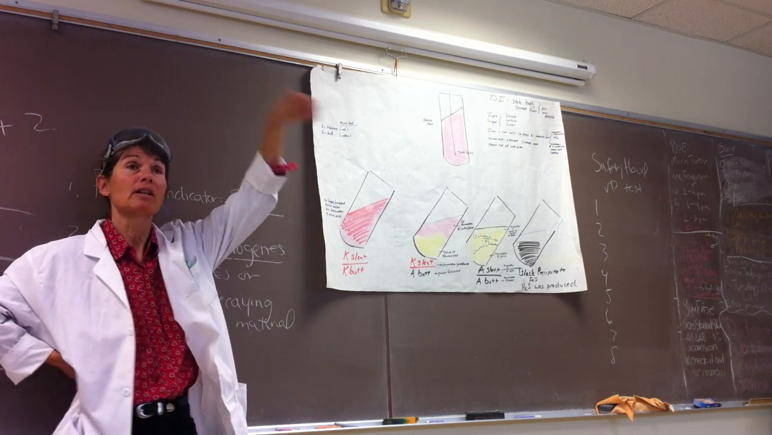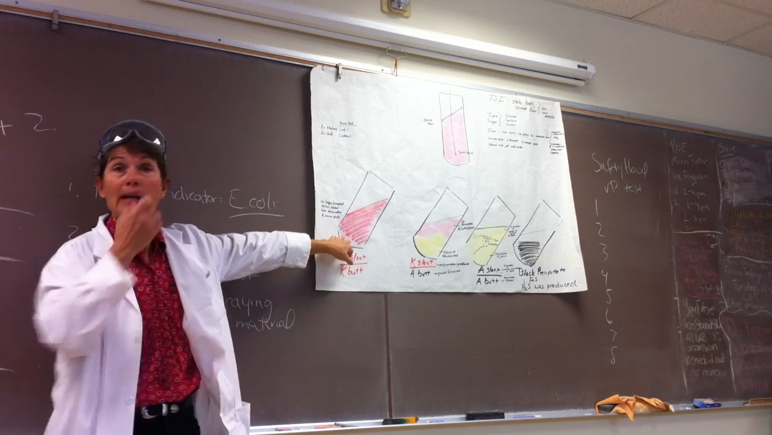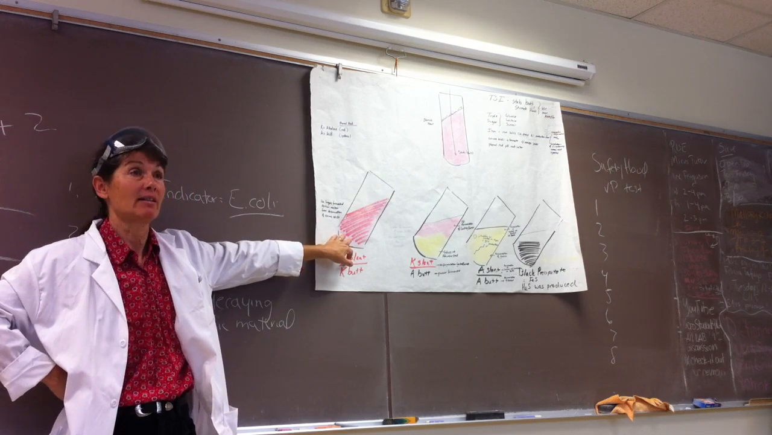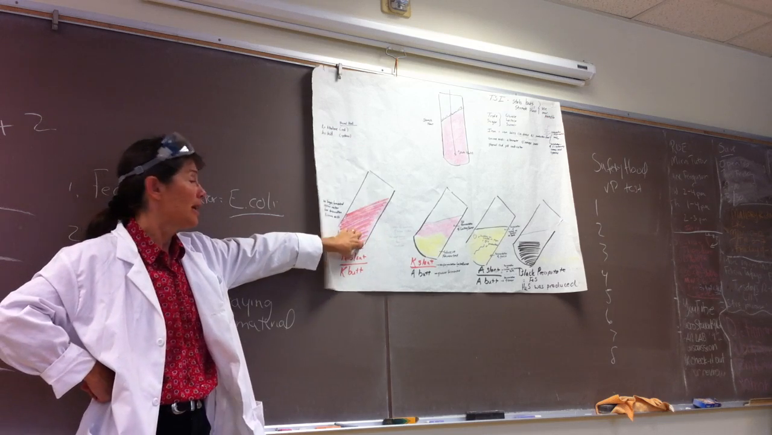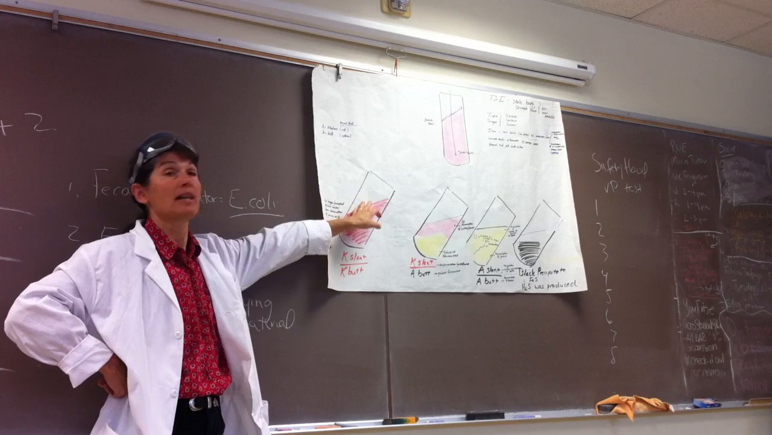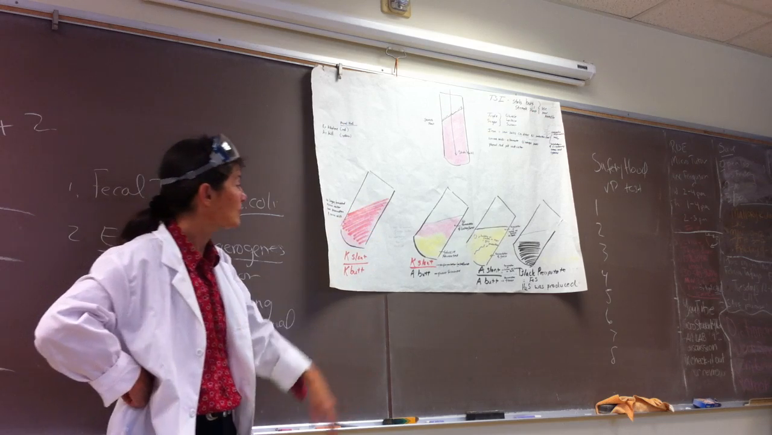pH goes up, right? What color is phenol red at alkaline pH? Red, okay? So if your organism can't ferment any of the sugars, the butt will be red. And the slant will be red, okay?